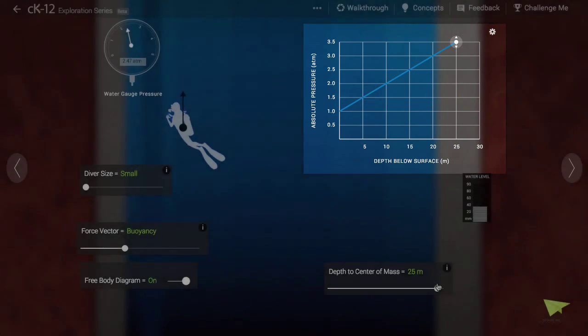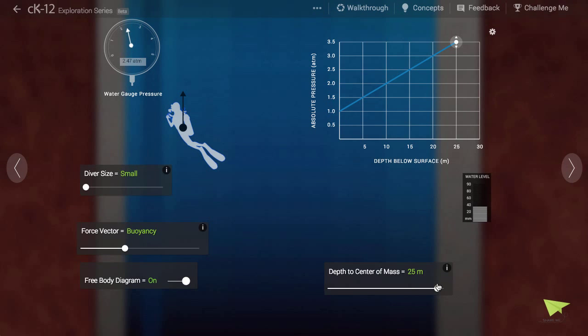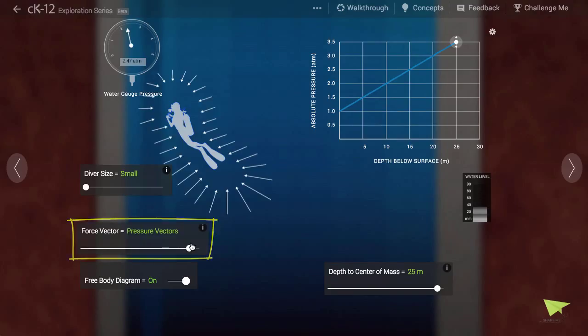Well, think of it this way. The water is pushing on the diver from all sides, top, bottom, and all around the sides. We can see this by turning on the pressure force vectors using the force vector slider. Note that all the different pushes from the sides of the diver will all cancel. The net force from the water depends on the difference in water pressure at the top of the diver and at the bottom. This difference doesn't change with depth, and so the net force from the water pressure, known as the buoyant force, doesn't change with depth.